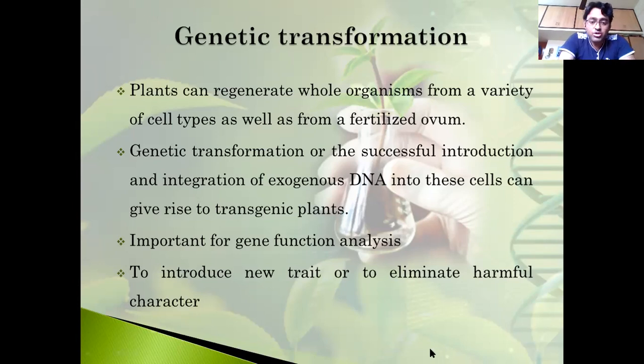So it is very important to identify the gene function or to confirm the gene function, and parallelly, if we can introduce a new trait or eliminate a harmful character, that will definitely produce the transgenic plant or the GM crop or GM plants that will ultimately help human society or human welfare. So this is the application of this transgenic technology or the gene transfer technology.